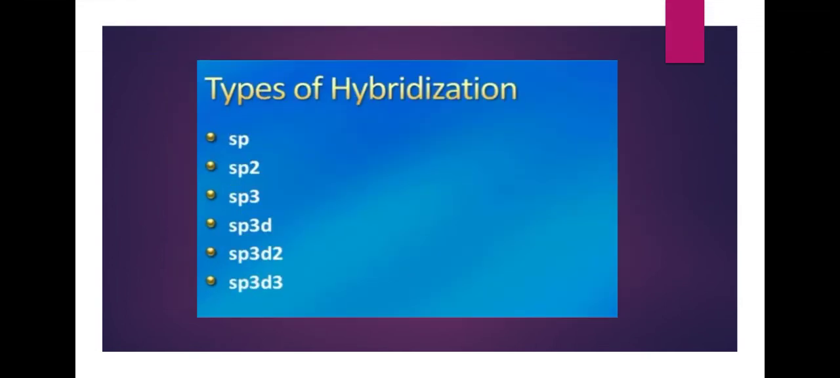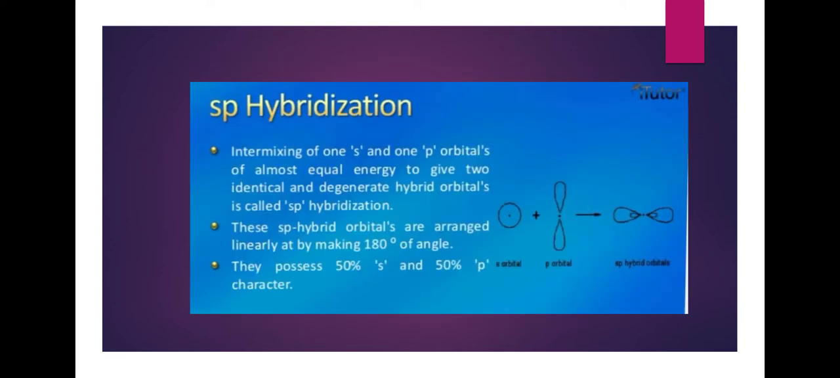The types of hybridization: sp, sp2, sp3, sp3d, sp3d2, sp3d3. Let's first see what is sp hybridization. Intermixing of one s and one p orbital of almost equal energy to give two identical and degenerate hybrid orbitals is called sp hybridization.